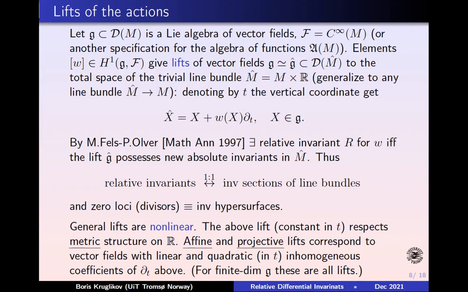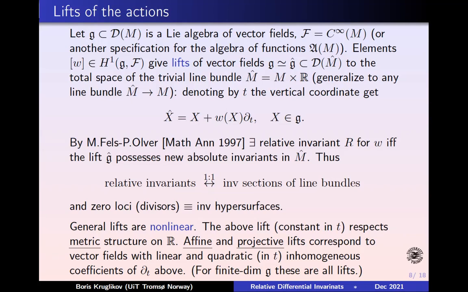But there are non-linear lifts, okay? So for instance, they can be affine lifts, where the factor will consist of 0 and first order terms in T, and also projective lifts, where the fibers will consist of 0, first and second order terms in T. Okay. In fact, for finite dimensional Lie groups, these are all lifts, and this goes back to Sophus Lie and was explored in a PhD thesis by Eivind Schneider.